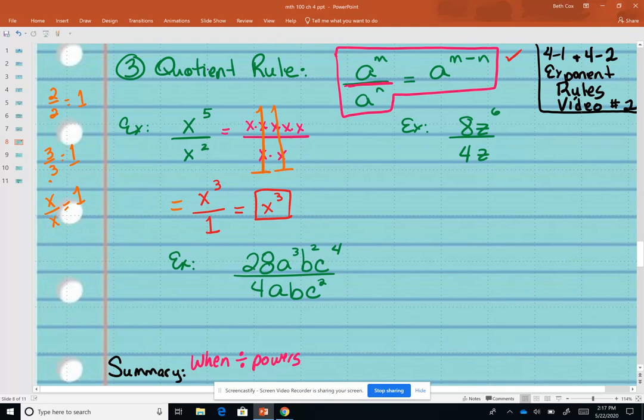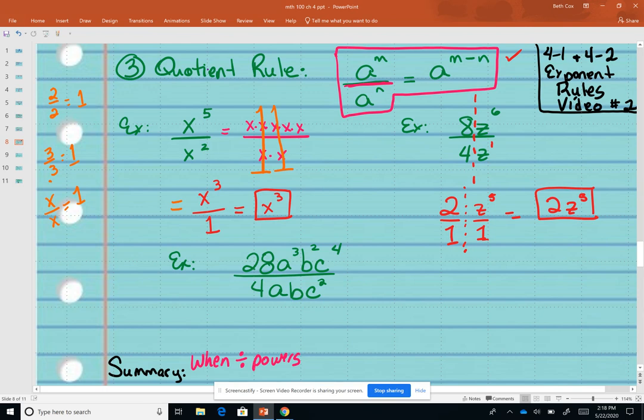Now in this next example, we're going to separate the numbers off. 8 divided by 4 is 2. I don't have to worry about that. Then for the fraction, I've got z to the 6th over z. Remember that's z to the 1. 6 minus 1 is 5, so this would just be z to the 5th. That's over 1, and of course that 2 is over 1. So my final answer is just 2z to the 5th. I don't need the over 1 part.